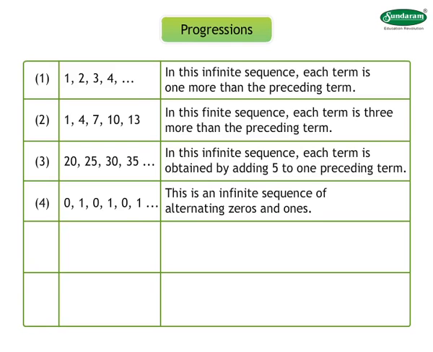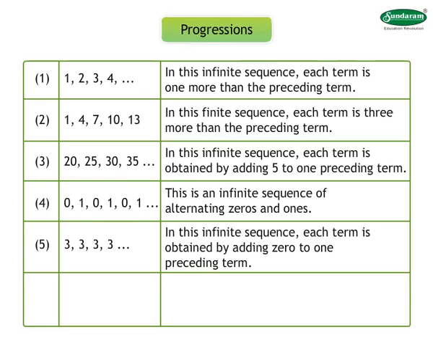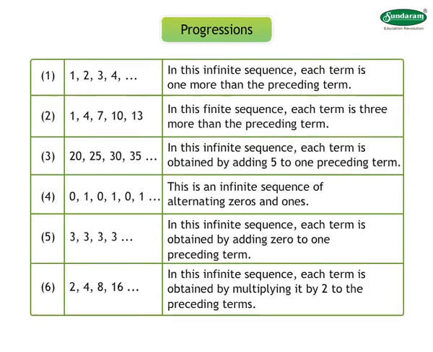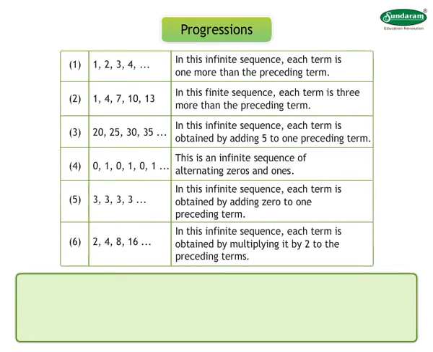This is an infinite sequence of alternating zeros and ones. In this infinite sequence, each term is obtained by adding 0 to the preceding term. In this infinite sequence, each term is obtained by multiplying the preceding term by 2.